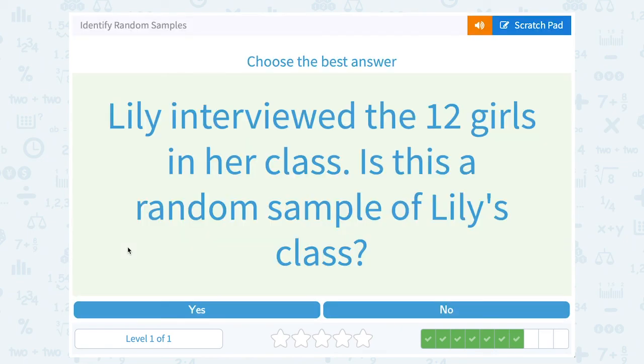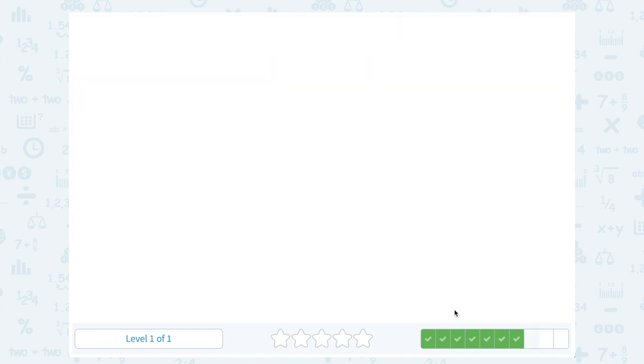Lily interviewed the 12 girls in her class. Is this a random sample of Lily's class? Well, no, she's interviewing the 12 girls. So we're assuming she's leaving out the boys if that's a school, unless she's in an all-girls school. And even if she is, if it's the 12 girls in her class, then she's interviewing everybody. There's nothing in here about selecting people at random. So no, this is not a random survey.